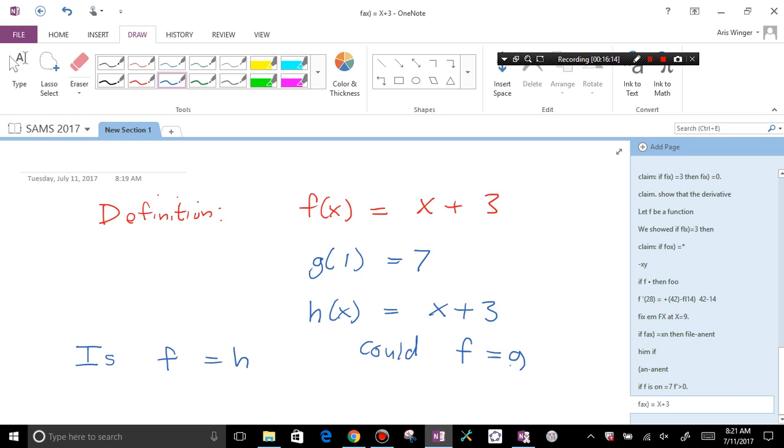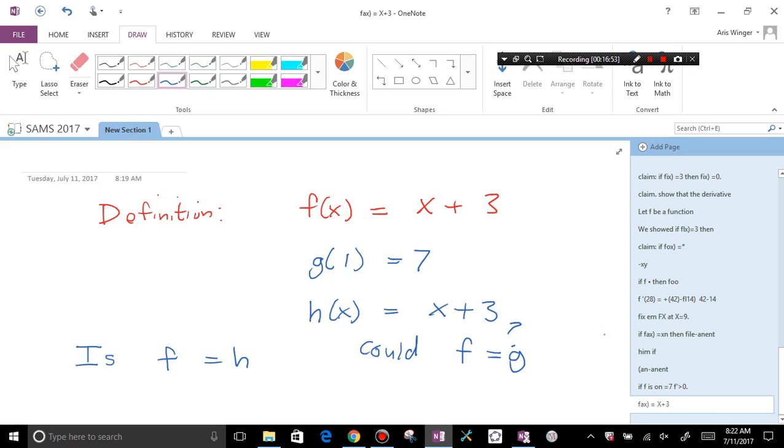f be equal to g? I told you one value. Could f be equal to g? What does it mean for two functions to be the same? For every value. What's f of 1? 4. Could f and g be equal? No. Absolutely not. Is that okay?